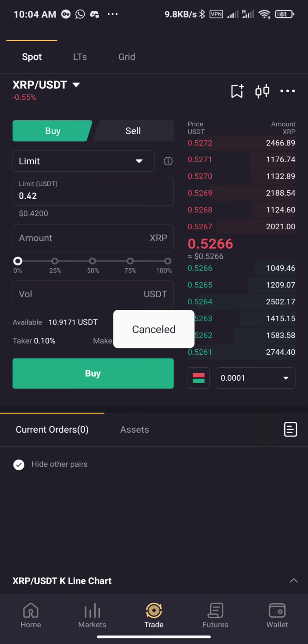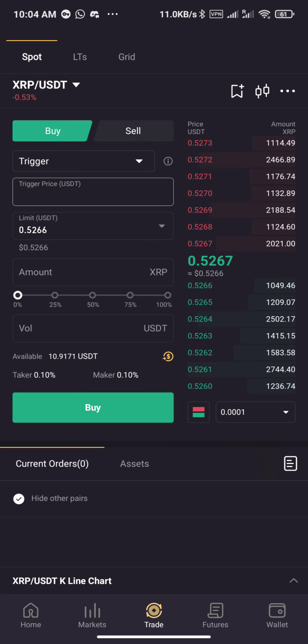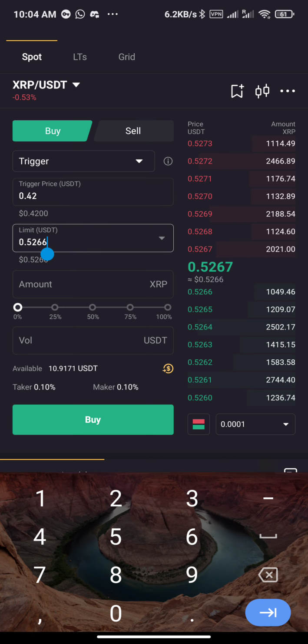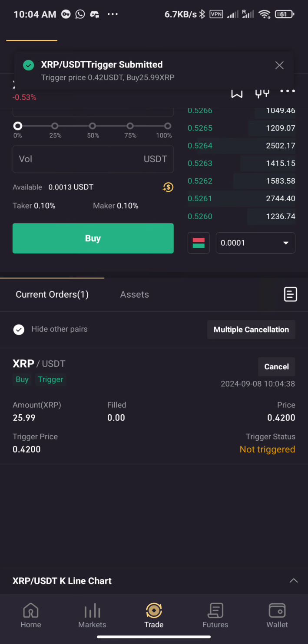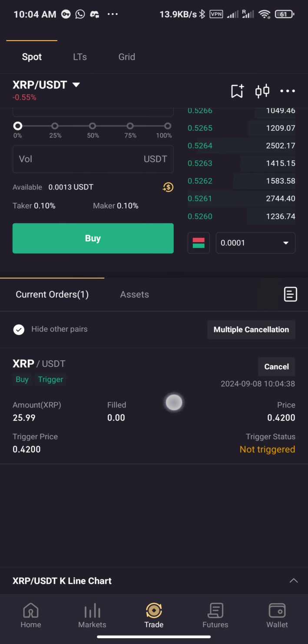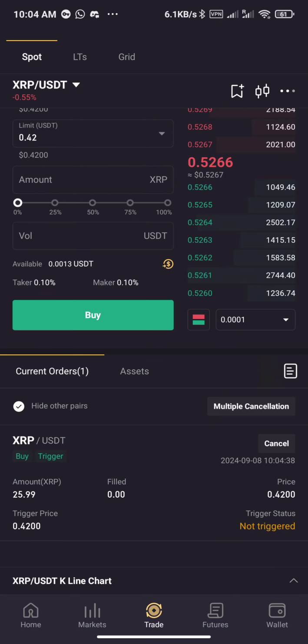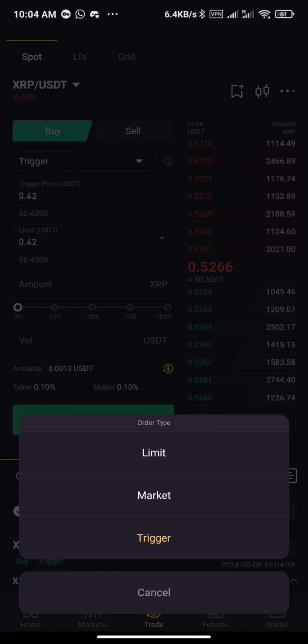The other option is to use trigger to pend my entry. I'm using 0.42. I will repeat the same thing, 0.42, 100%, and then buy. So you can still see here the order is being pended. You can use either of the two. Whenever price reaches this point, it is going to activate my order even when I'm not there, and the price is going to move up from there. So you can either use limit to pend your price, or use trigger to pend your trade.